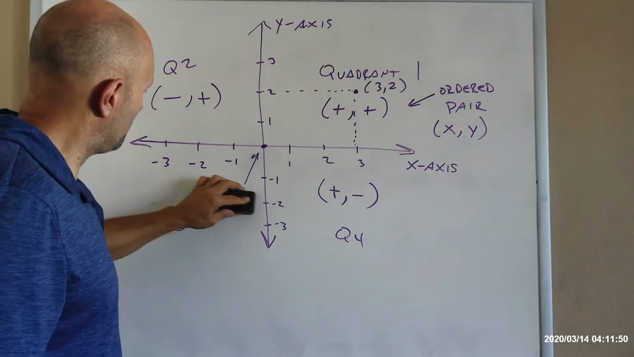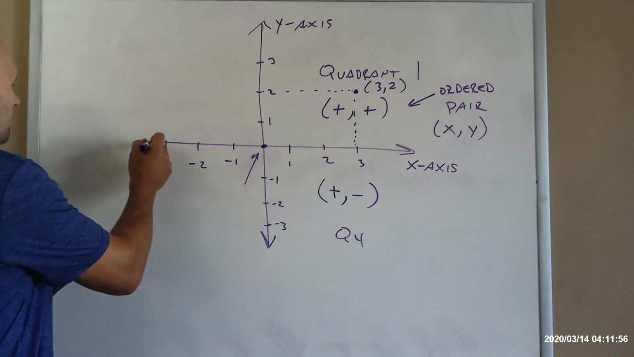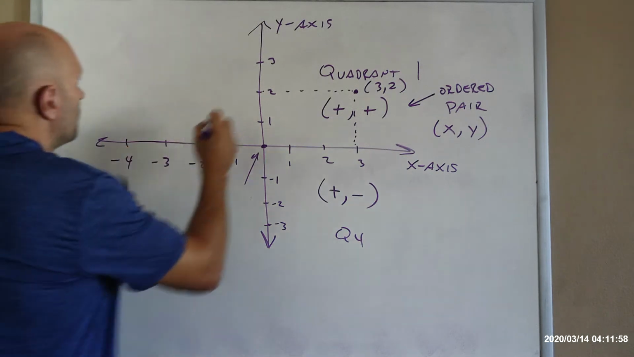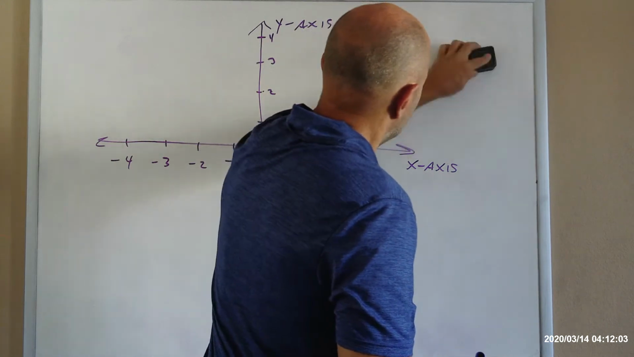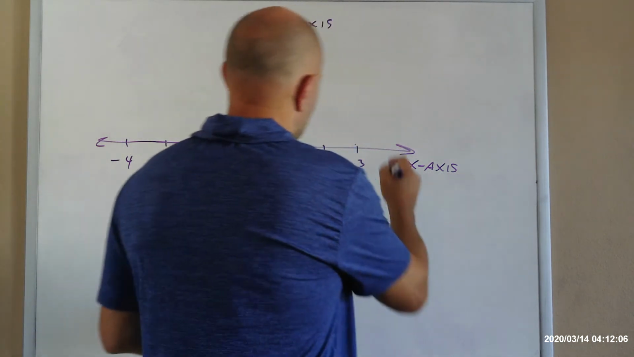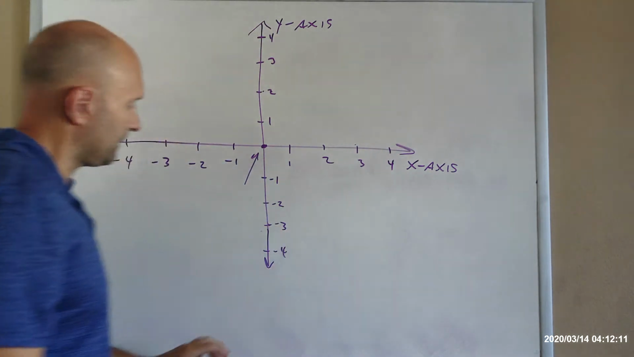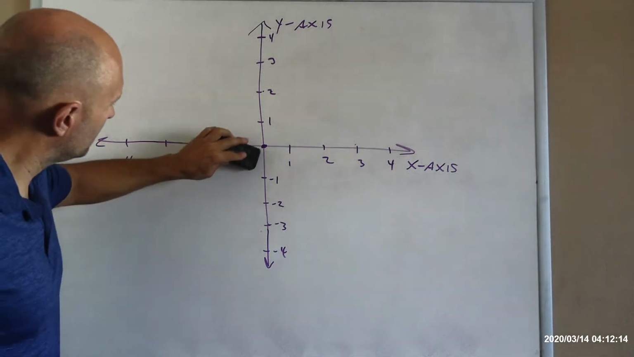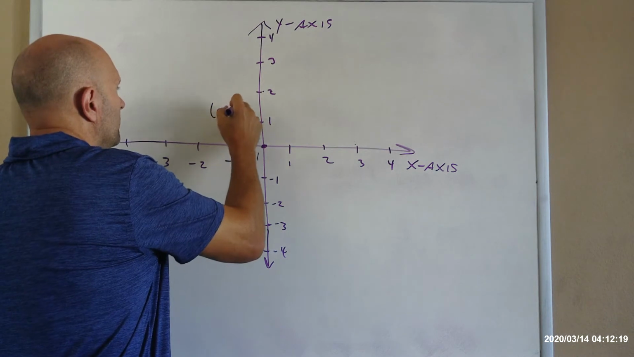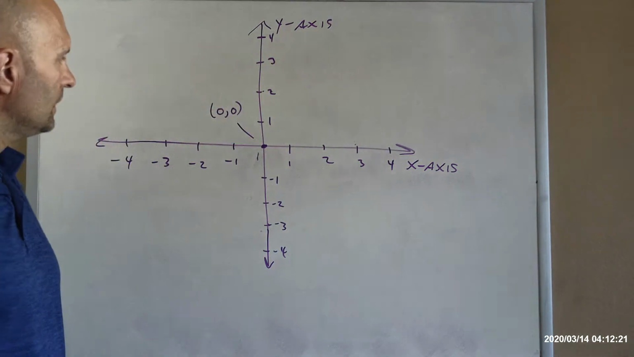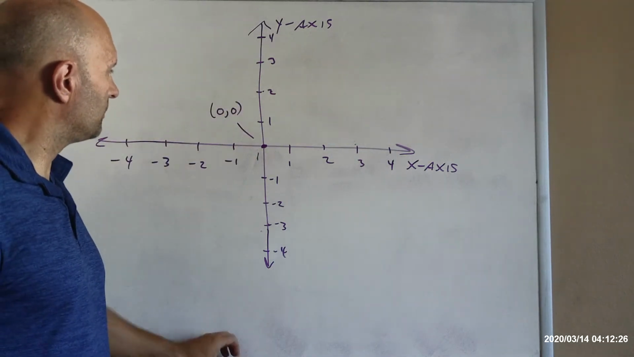Alright, so let's plot some points here. Let me make this a little bit bigger. Go to -4, +4. +4, -4 down here. Alright. And the origin, I should have told you guys this as well, this has coordinates 0, 0. So if we don't move off of there, we go 0 units left and right, 0 units up and down.